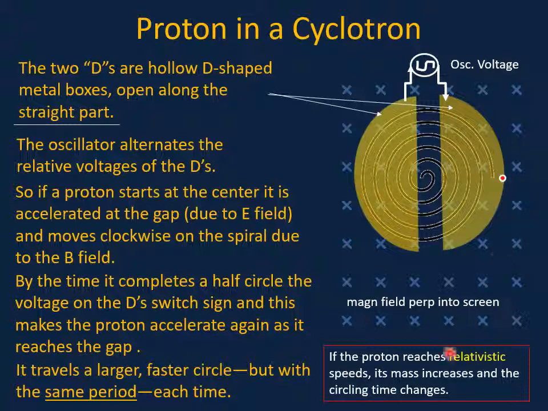Now, if the proton reaches such large velocities that it's in the relativistic regime, then of course the period changes, because the mass of the proton according to relativity is changing.